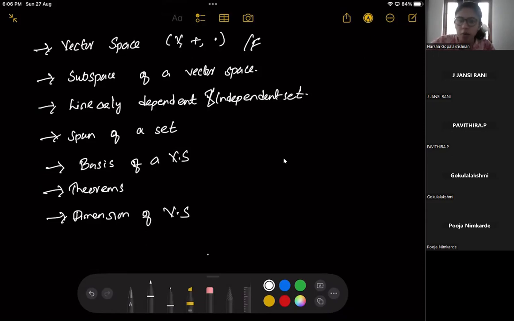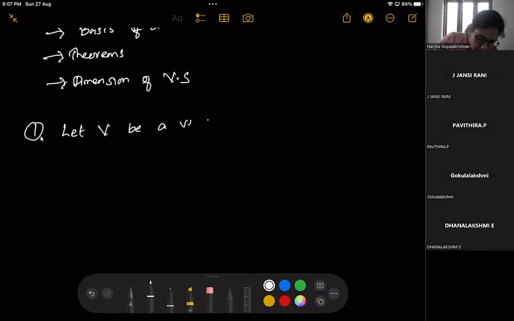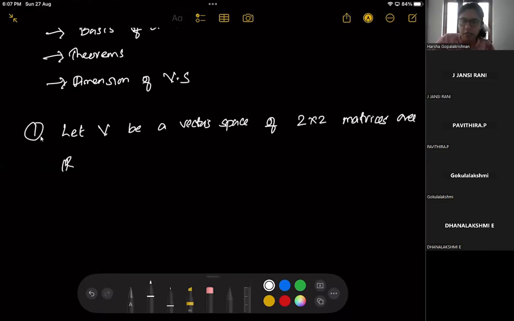Now let's go to the problems. The first question is to find the dimension of a subspace of a given vector space. Let V be the vector space of 2 by 2 matrices over R. What does this mean? It contains all 2 by 2 matrices whose entries come from the real numbers.